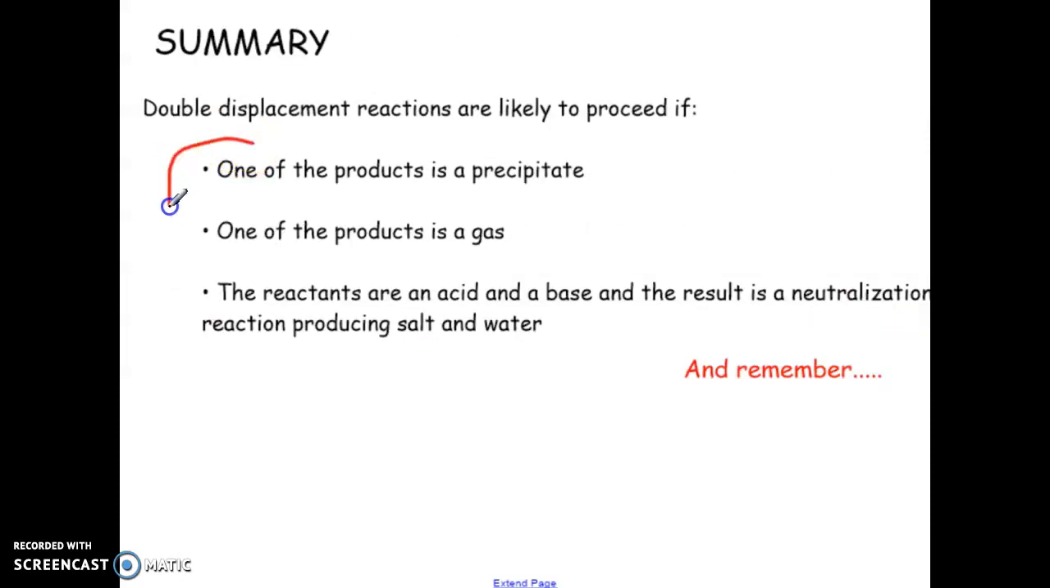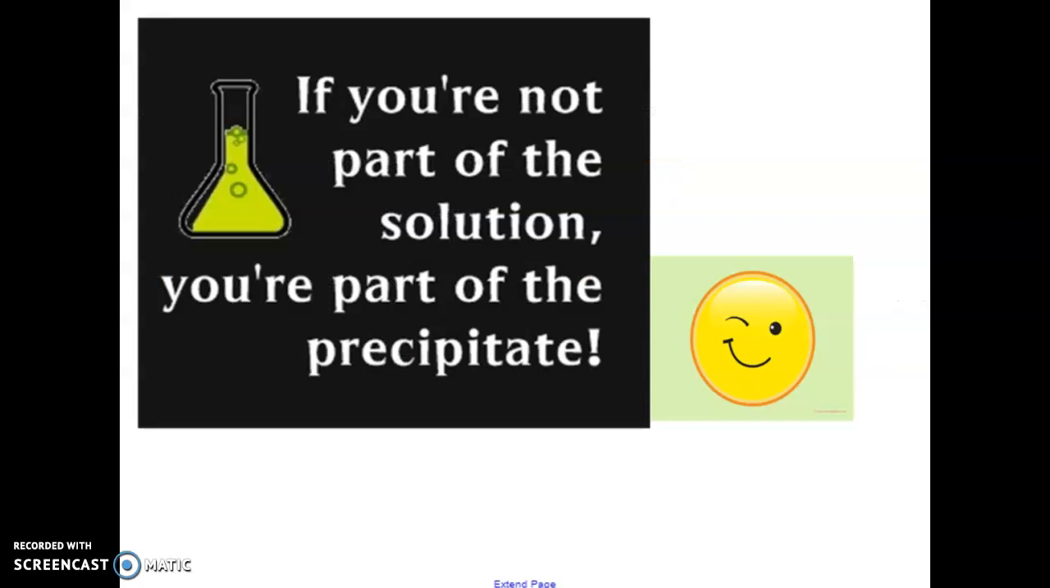So in summary, double displacement reactions will always happen, okay? But if you're asked, is there evidence for a reaction or not? The three main pieces of evidence that could happen are: you have at least one product that is a precipitate, which means it has low solubility; at least one of the products is a gas that's formed; or you have an acid and base reacting to form a neutralization reaction. Okay, and remember, if you're not part of the solution, you're part of the precipitate.